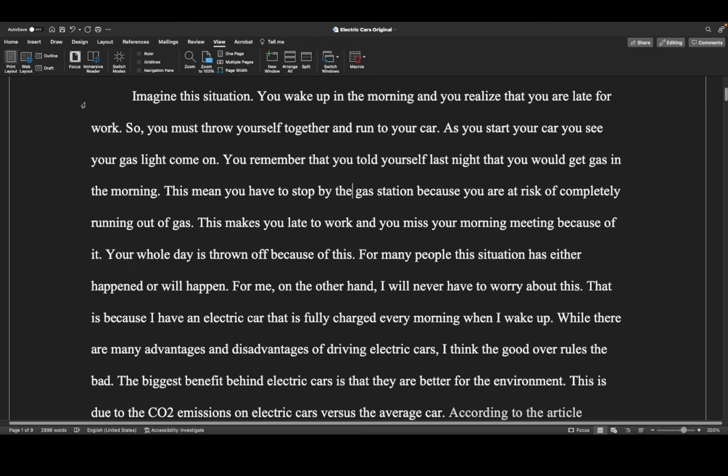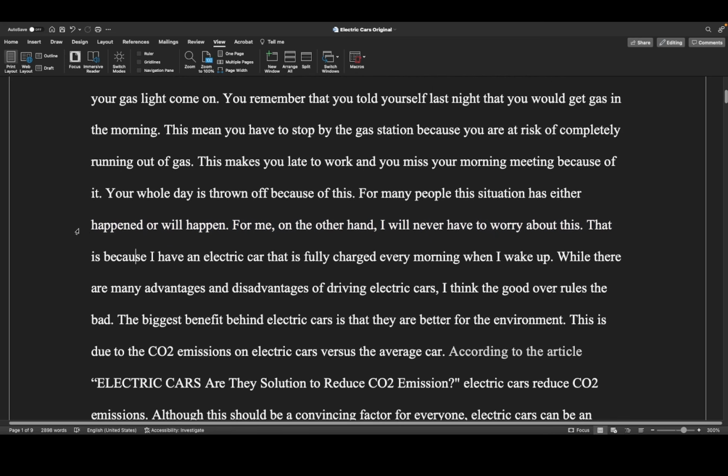Imagine the situation. You wake up in the morning and you realize that you were late for work. So you must throw yourself together and run to your car. As you start your car, you see your gas light come on. You remember that you told yourself last night that you would get gas in the morning. This means you have to stop by the gas station because you are at risk of completely running out of gas. This makes you late to work and you miss your morning meeting because of it. Your whole day is thrown off because of this. For many people, this situation has either happened or will happen. For me, on the other hand, I will never have to worry about this. That is because I have an electric car that is fully charged every morning when I wake up.